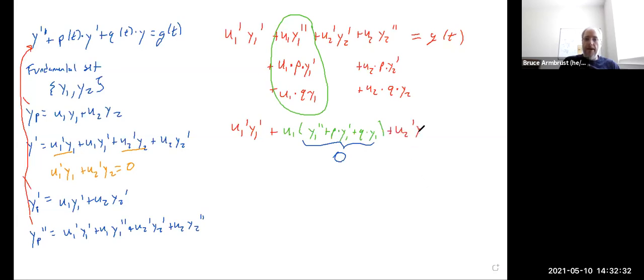I have a u2 prime y2 prime. And then again, let's factor out our u2. And I apologize, I'm running out of space. But by the exact same argument, that's also equal to 0. So this thing reduces then to u1 prime y1 prime plus u2 prime y2 prime equals g of t.